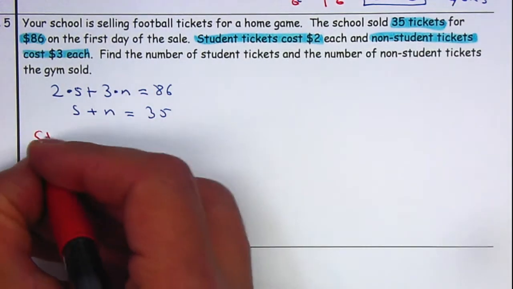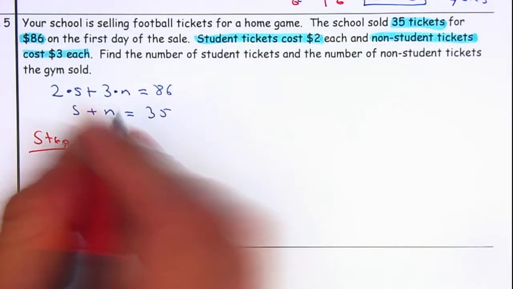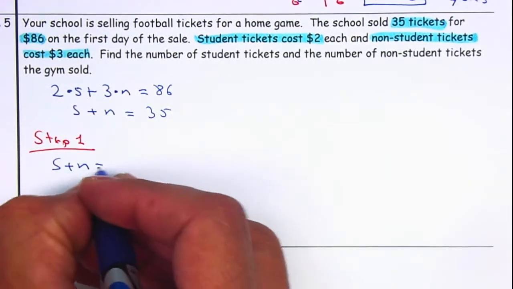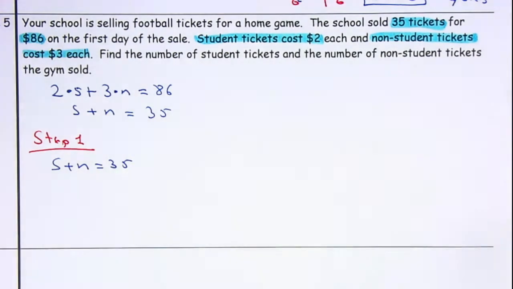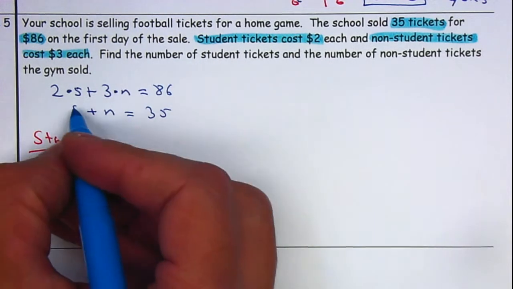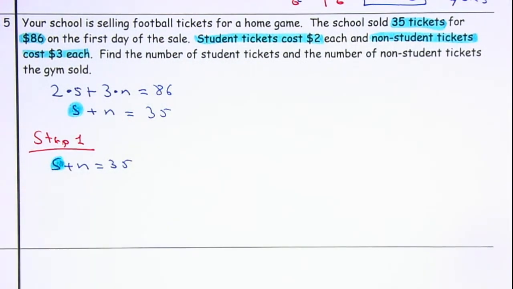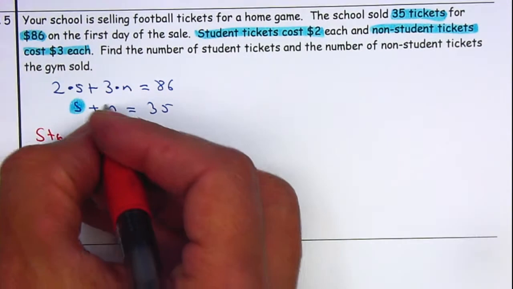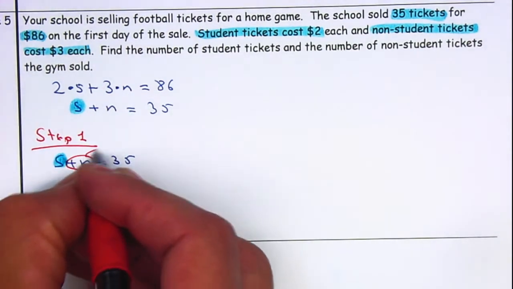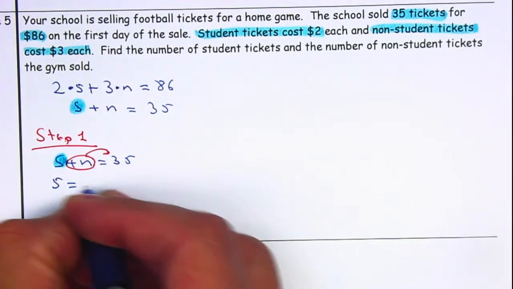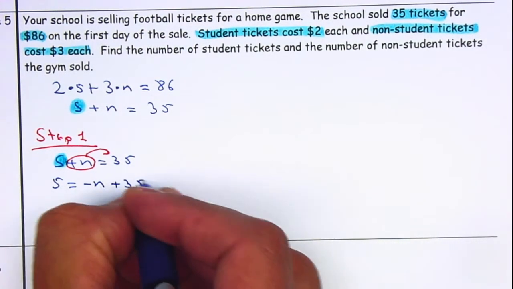Remember, you need to write down your steps in order to be able to receive credit. That'll be S plus N is equal to 35. Which one do you want to solve for, S or N? Let's solve for the first one. It doesn't matter if you want to solve for N on the first one, you'll get exactly the same answer. That means I'm going to move the N to the right. That will become a negative. So S is equal to negative N plus 35.